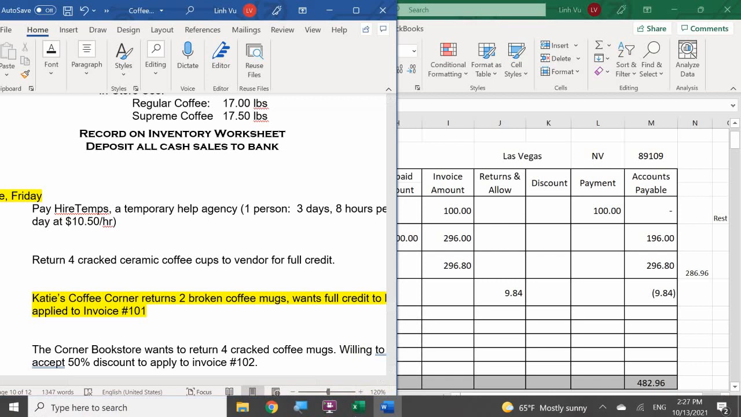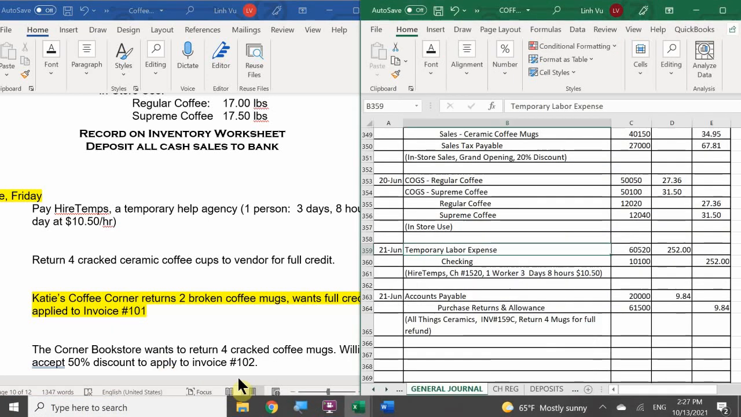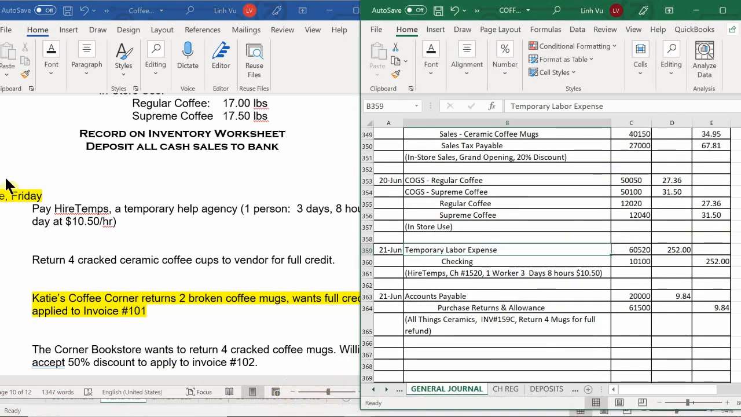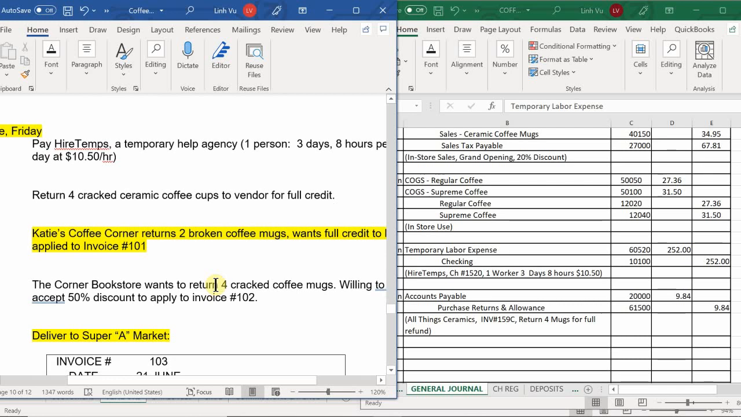Okay. So critical: broken. Return of broken coffee bags, one foot ready to be applied to invoice 100. So we have again a return. But who is returning? Oh, our customer. Maybe our customer, the coffee shop.